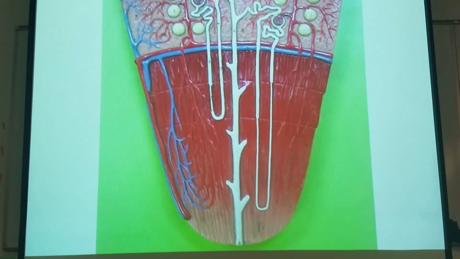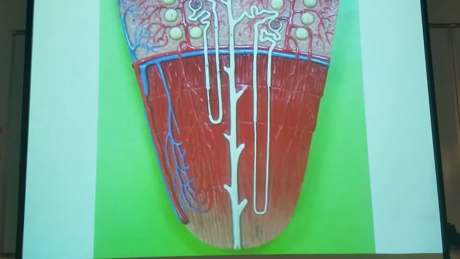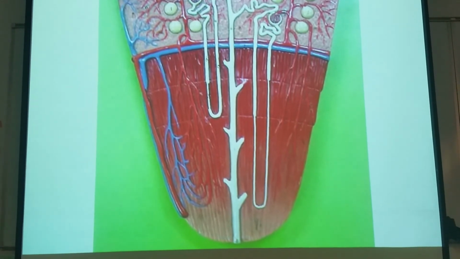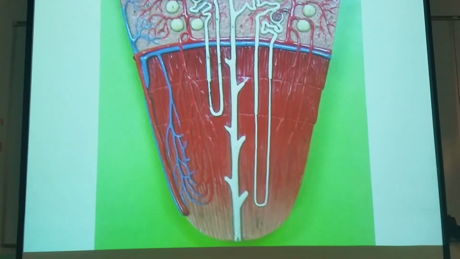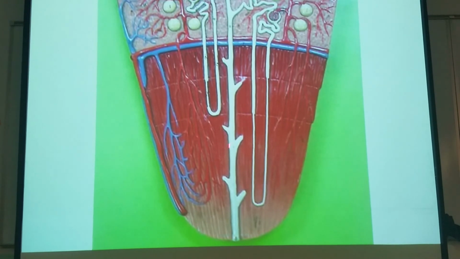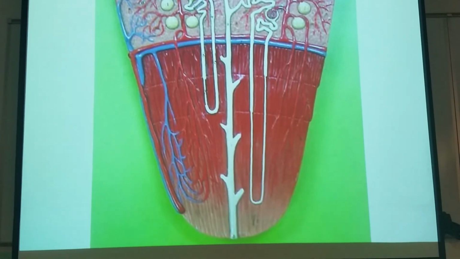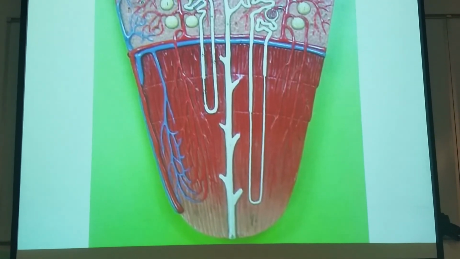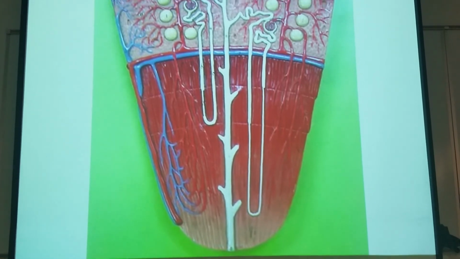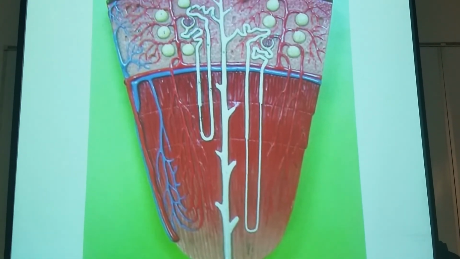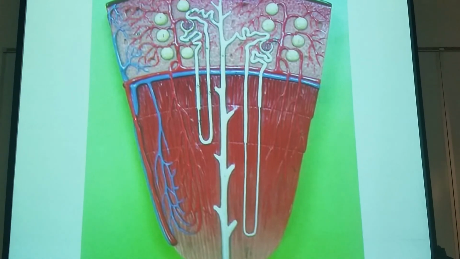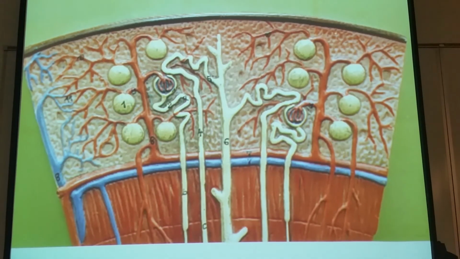And then right around here, call it DCT. It passes by the vascular pole, then it drains into the collecting duct. Okay. So we're going to call these capillaries peritubular. And what is down here? Vasorecta.